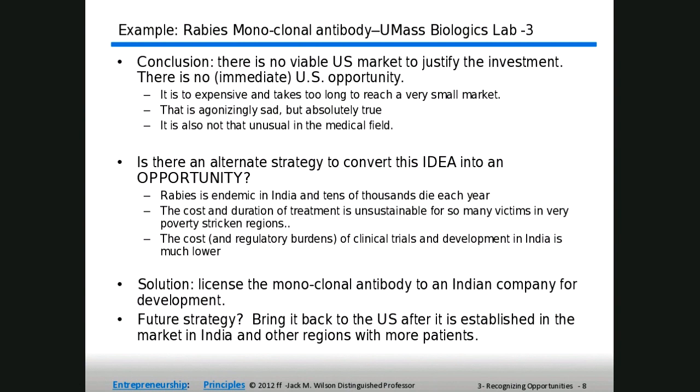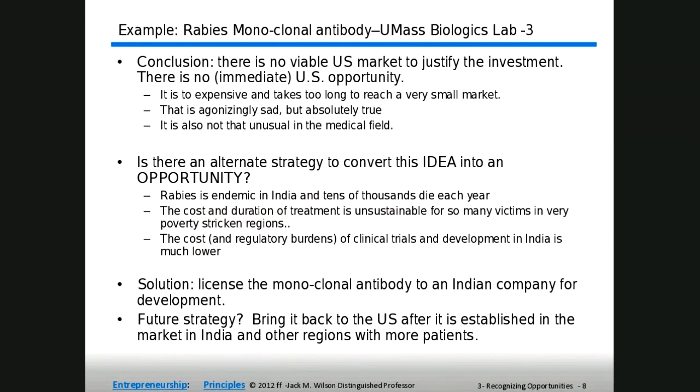But we didn't give up. We didn't quit. We realized that in India, rabies is endemic. There are tens of thousands dying each year. They can't afford to treat the many, many patients of rabies. That's why so many die. The cost is too high. 30 days is too hard to keep in touch with the patient.